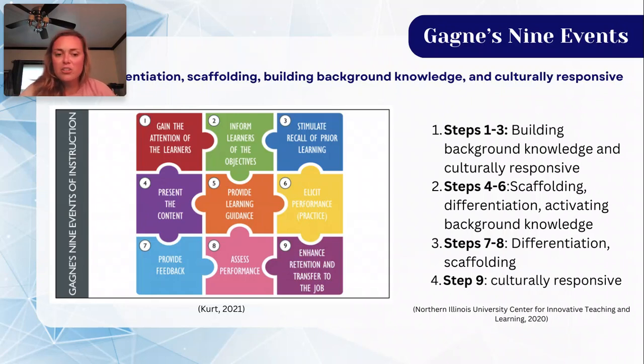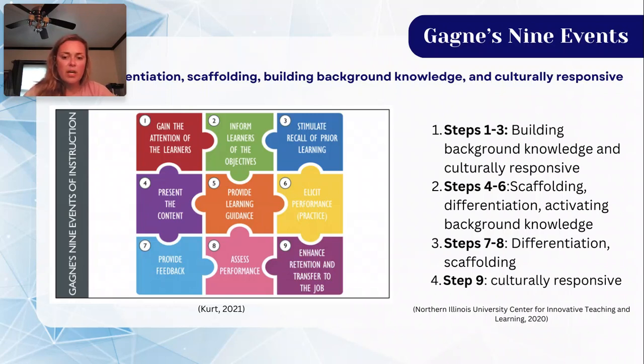The differentiation also comes here where you're including different resources and tools for students to use. But also, when we think about step 6 where they're practicing and we're eliciting that performance, this is where you can decide as a teacher or educator if you are assessing different things based on an IEP goal. This is where that differentiation also comes into play.